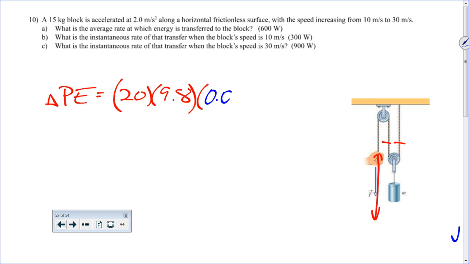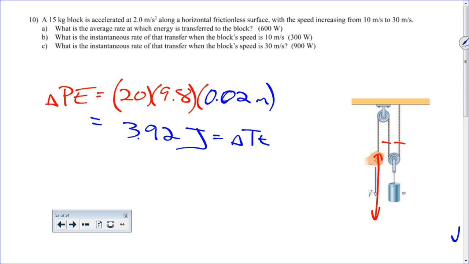All right, so we're going to lift this thing up 0.02 meters, right? Who's got a calculator? That's going to be 0.4, so is this 3.92 joules, I think? Is that right numerically? Did I multiply that right? Okay, so that's our change in total energy. That's got to be the work done by non-conservative forces, right?